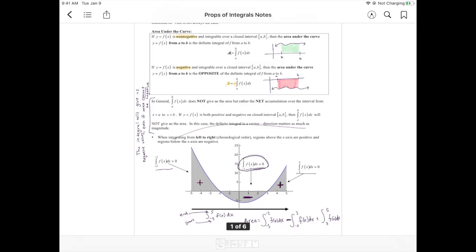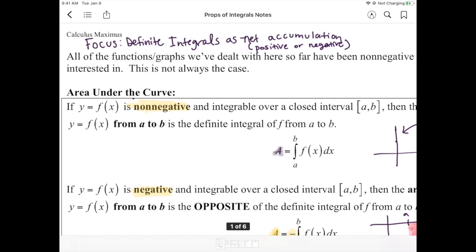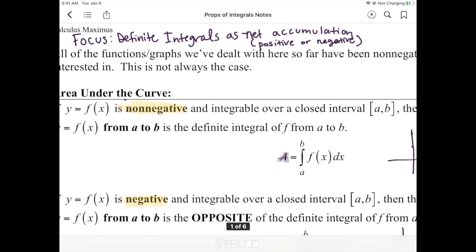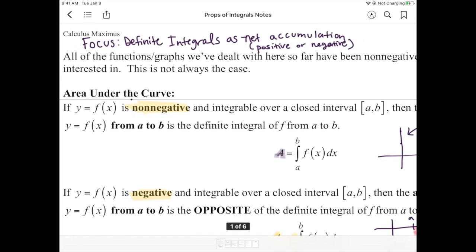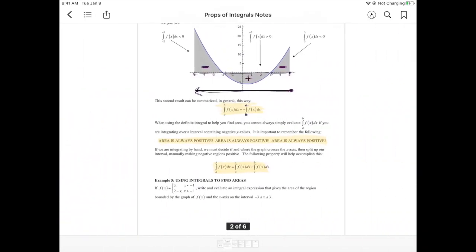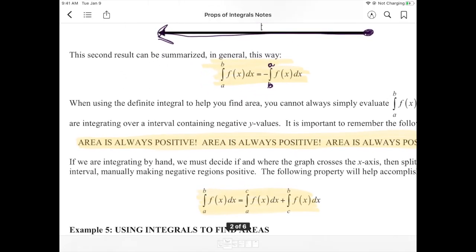Hello! So in these notes so far, our focus has been to learn that definite integrals we should think of as net accumulation that can be positive or negative. So definite integrals can be positive or negative. And then our other focus here is highlighted in the middle, that area is always positive. So even though definite integrals can be negative, if we're looking for the area, sometimes we as humans are going to have to intervene to make that definite integral positive to find what the actual area is.